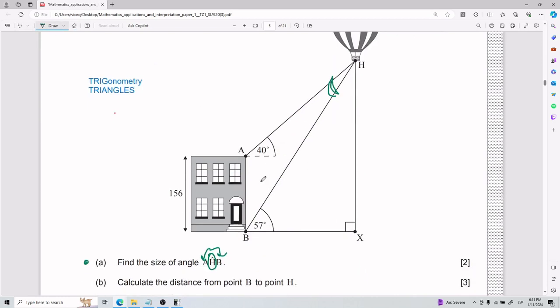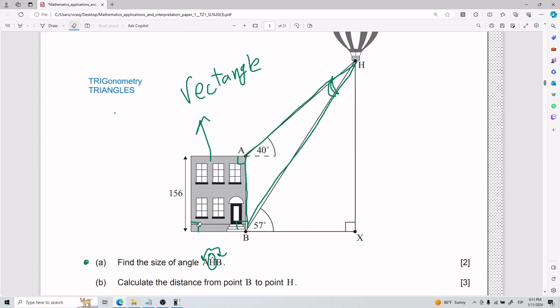So this triangle that I'm talking about, the one in green, the AHB, is next to a building. This building is a rectangle. And if it's a rectangle, you have 90 degrees all around it. That means that right next to it, you have 90 degrees as well. So if I have a 90 degree right here, that means I have a 90 degree right there. That means this whole thing is also 90 degrees.